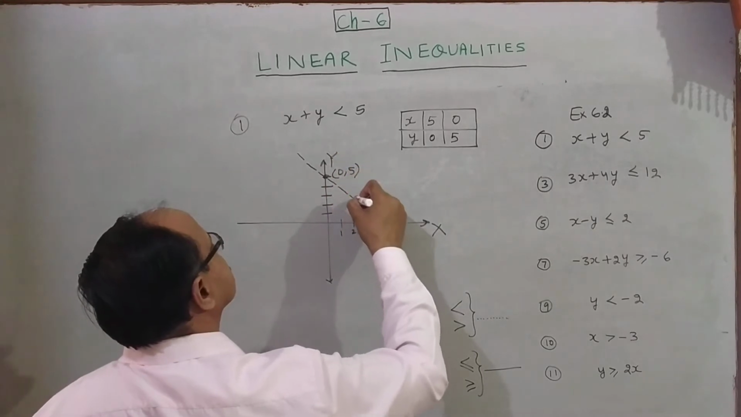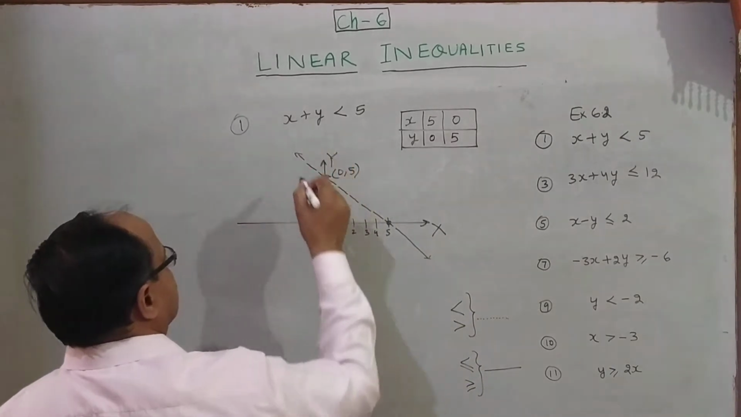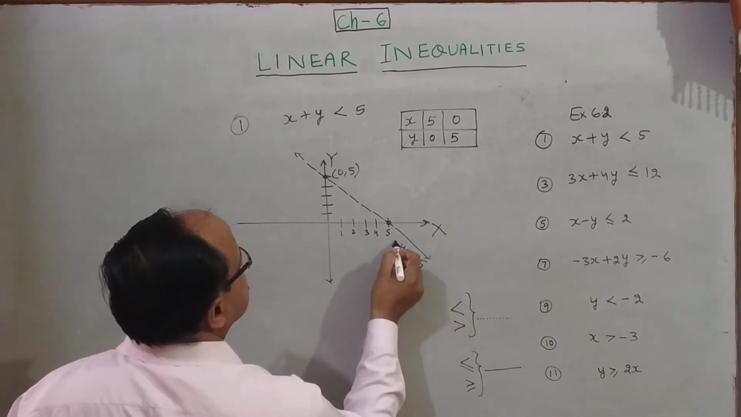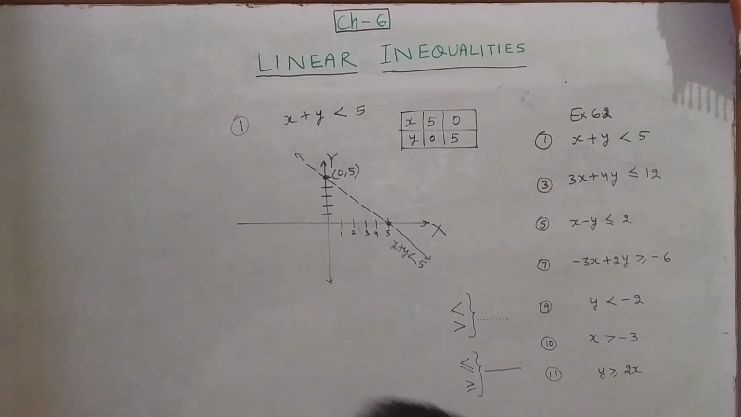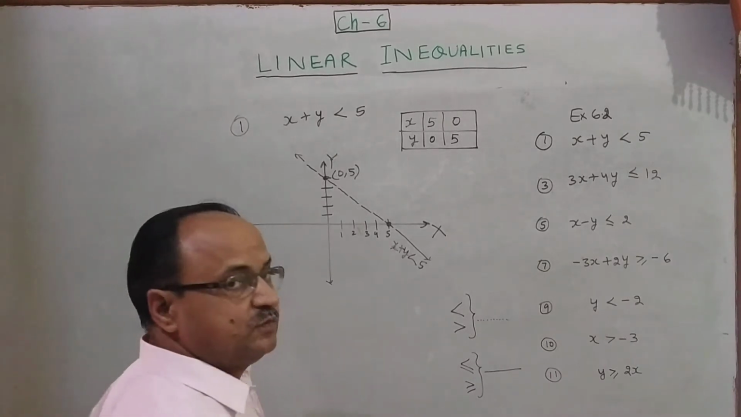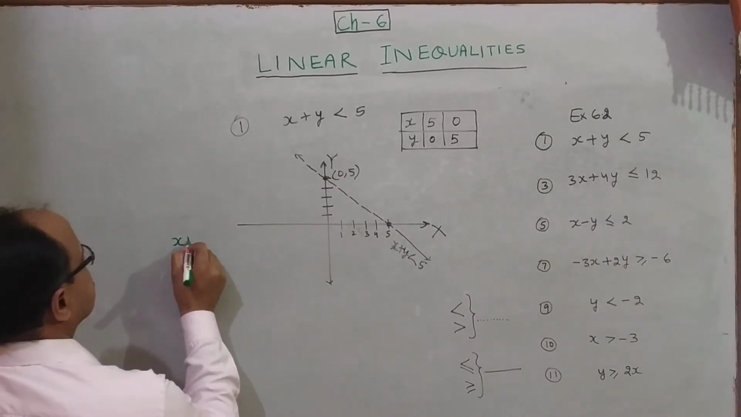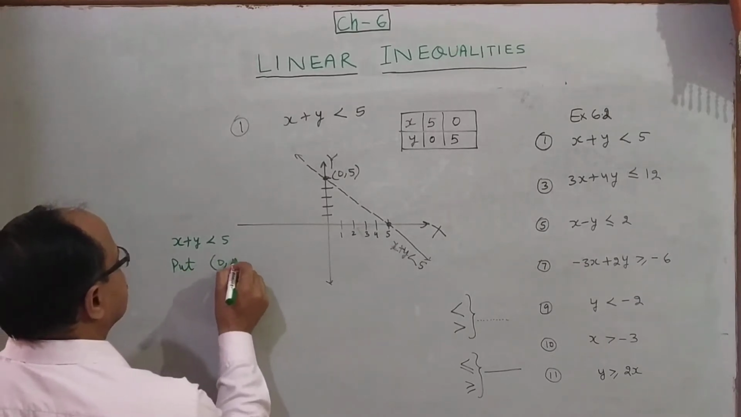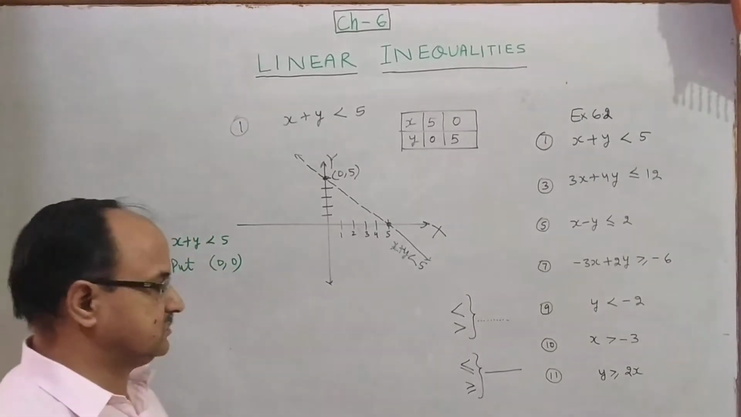This line, correct? This is x plus y less than 5. And which portion is shaded? For the shaded portion, the solution, you have to put here 0 0. Put x is equal to 0 and y is equal to 0. We want to check whether the origin lies in the solution or not.